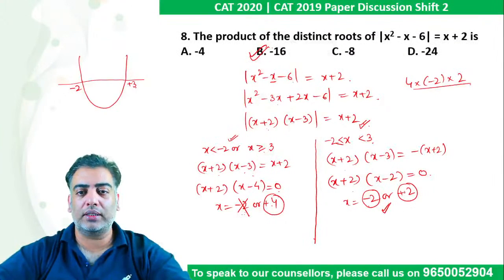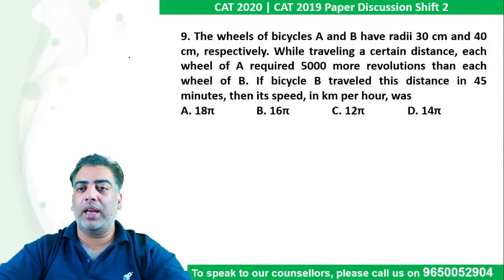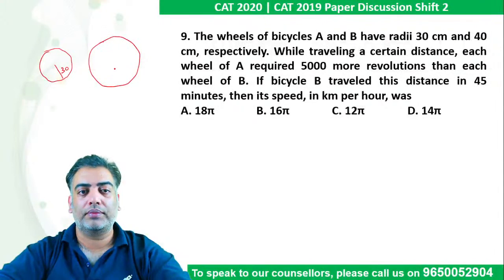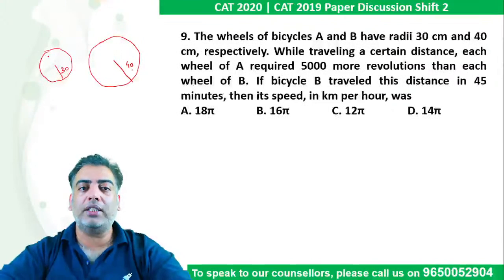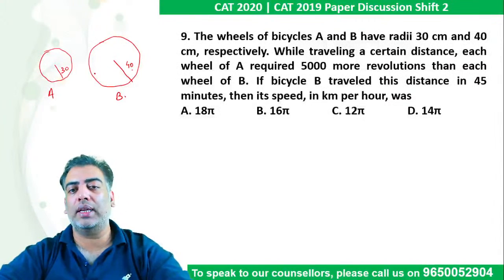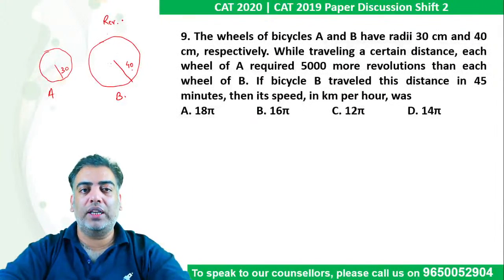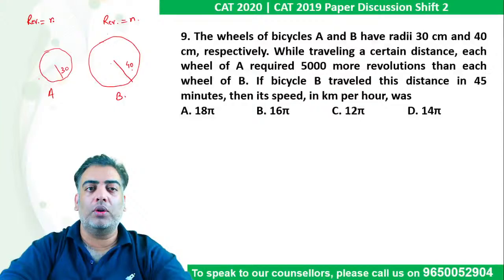Okay, so let's move on to next. The wheels of bicycle A and B have radii 30 centimeter and 40 centimeter respectively. So radius is given 30 and 40. While traveling a certain distance, each wheel of A required 5,000 more revolutions than each wheel of B. Now let's say the number of revolutions made by each wheel of B is n, then the revolutions made by each wheel of A comes out to be n plus 5,000.